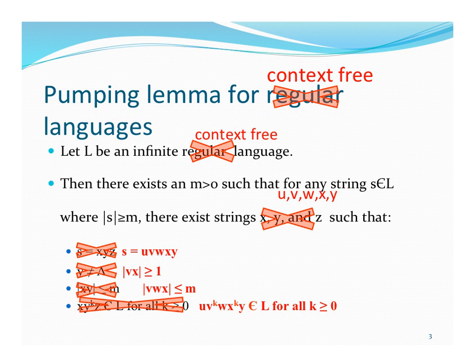The pumping lemma for context-free languages is very similar. You can see I crossed out stuff in here for the regular languages and wrote the equivalent statement for context-free languages. We used x, y, z for regular languages. Here we use u, v, w, x, y. Not sure why we changed letters, but I'm trying to stick with the text.